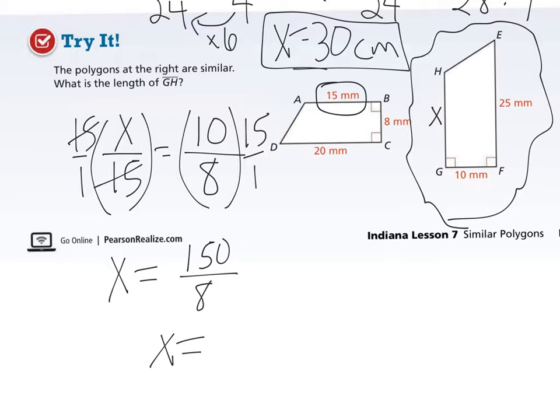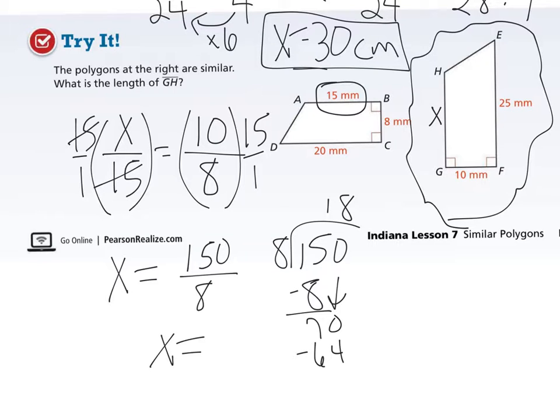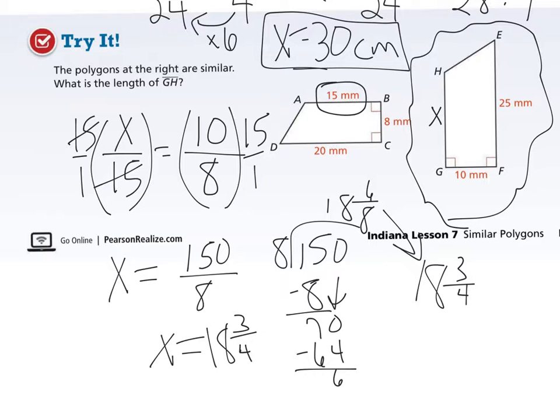10 times 15 is 150, 8 times 1 is 8. And then if we do 150 divided by 8, we'll get 18 and 6/8 or 18 and 3/4. If you did this on a calculator, divide it out, you get 18.75. Same thing. Okay, so 18 and 3/4 millimeters would be the length.